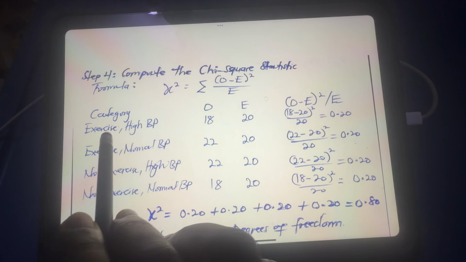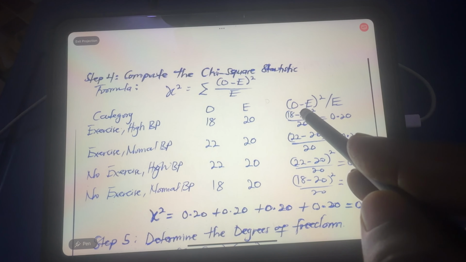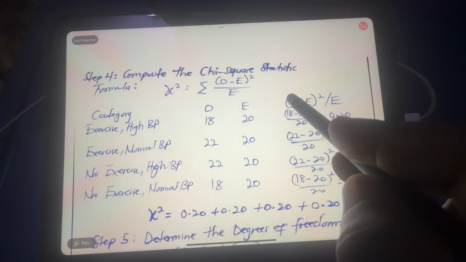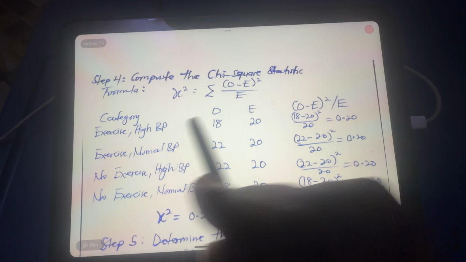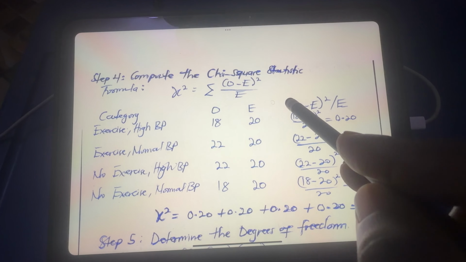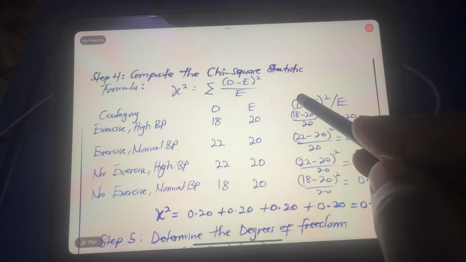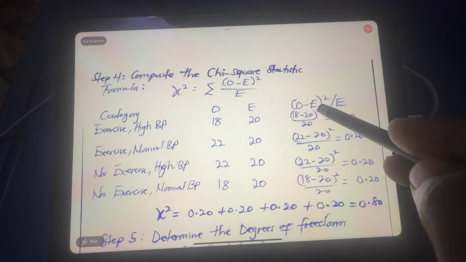So for category 1, the observed is 18, expected is 20. Then you put the frequencies into the formula. It says observed minus expected, close the bracket, all squared, divided by expected. So for category 1, exercise regularly, high blood pressure, observed frequency is 18, expected frequency is 20. Observed 18 minus expected 20, close the bracket, all squared, all over the expected 20. That will give us 0.20.